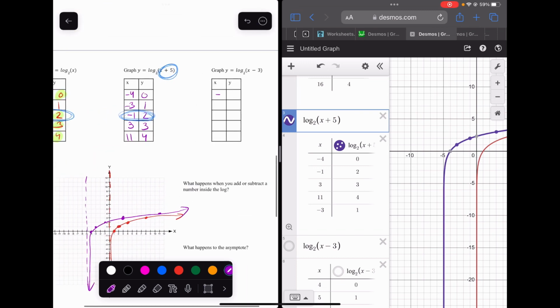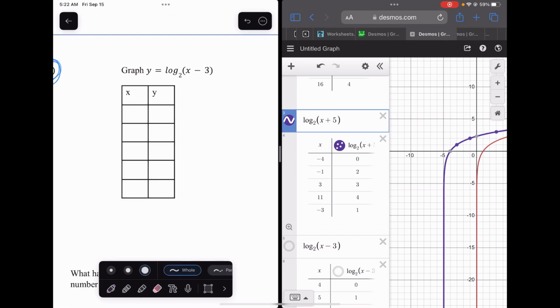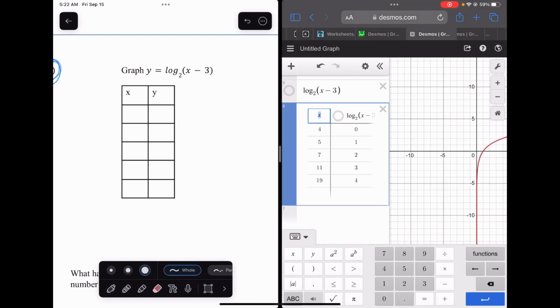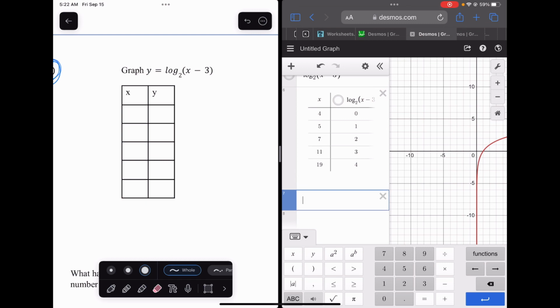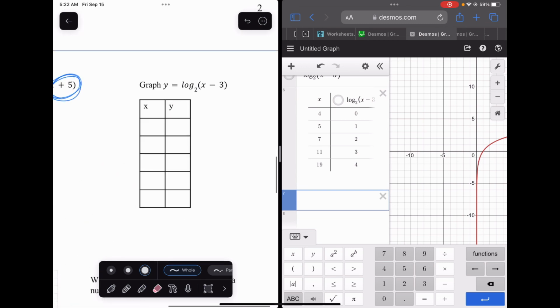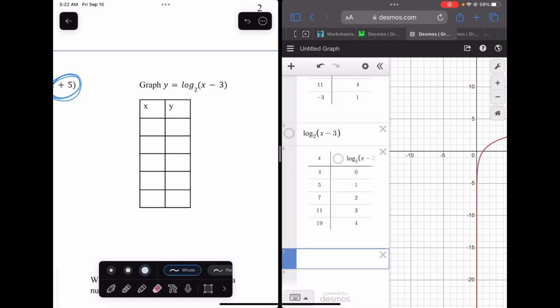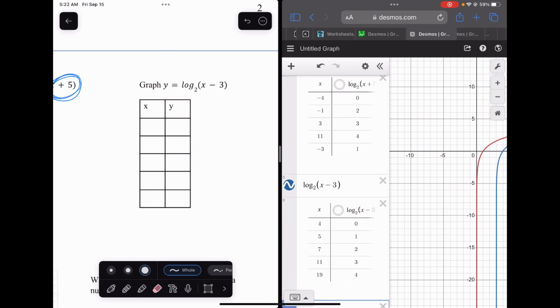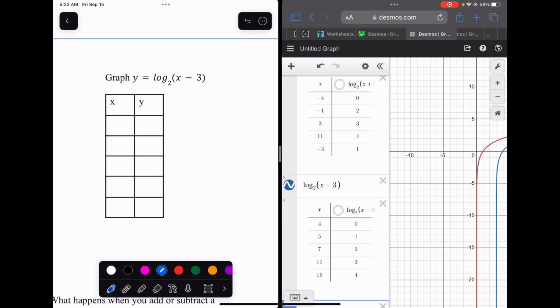All right, now another color. We're going to go ahead and graph log base 2 of (x - 3), okay? So we've got, let's see, what color is this guy in? He is blue. All right, so let's get a blue color. And we've got, excuse me, (4, 0), (5, 1), (7, 2), (11, 3), and (19, 4).